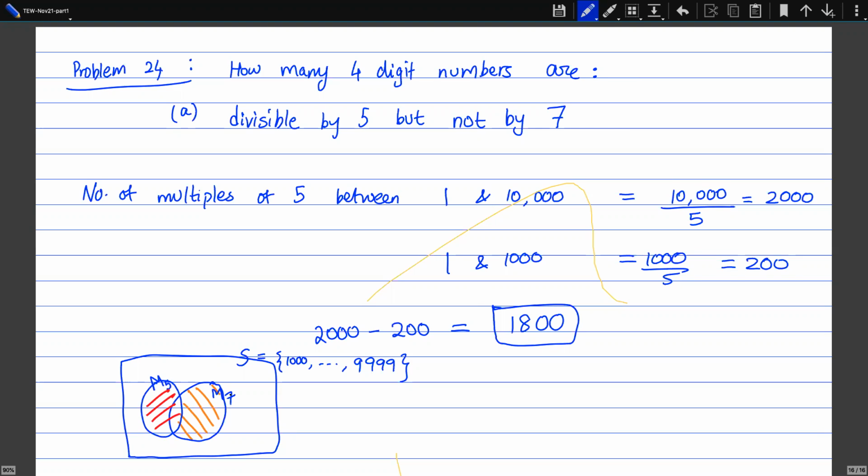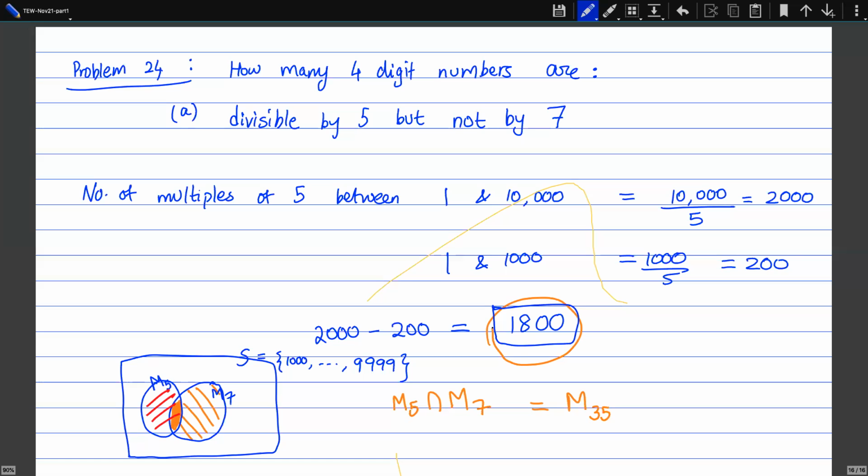But what is being asked for is M5 minus M7. Right? So I want to know how many are exclusively inside M5. So to do that, you just have to subtract off the intersection. So you have to determine this: how many multiples of 5 are there which are also multiples of 7. But since 5 and 7 are relatively prime to each other, this is just all multiples of 35. Okay. So now the question reduces to finding out how many multiples of 35 there are in this range. And once you know that, you can just subtract that number from 1800.